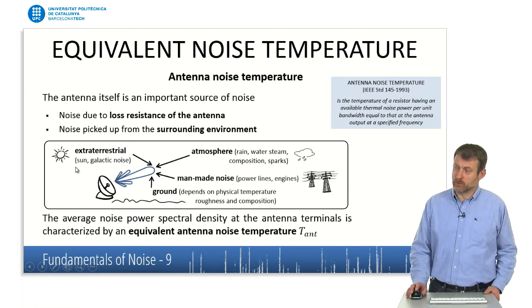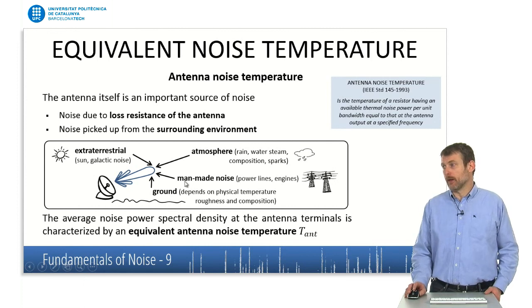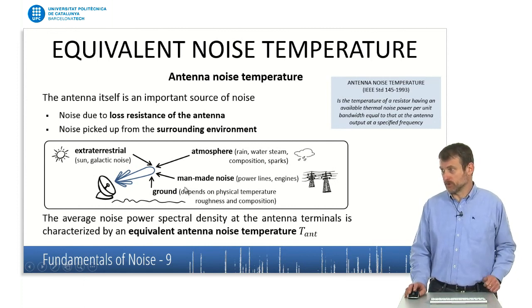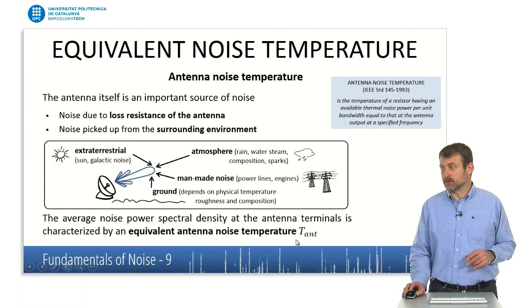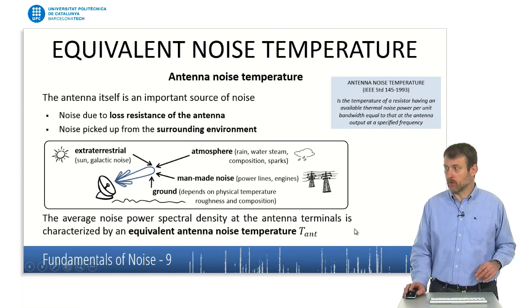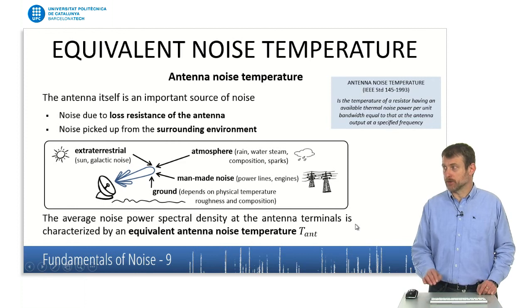The most important of them is the noise picked up by sound, but there are other sources as indicated in this slide. In any case, the power or the spectral density of power of all these noise sources can be gathered in a single parameter, which is called the equivalent antenna noise temperature, right? And there's a definition given by the IEEE which summarizes this concept.